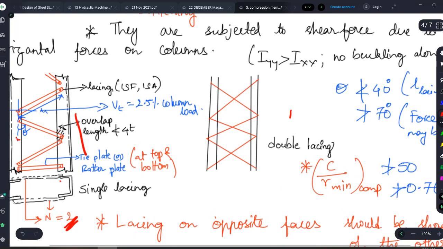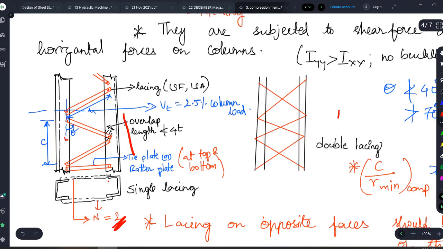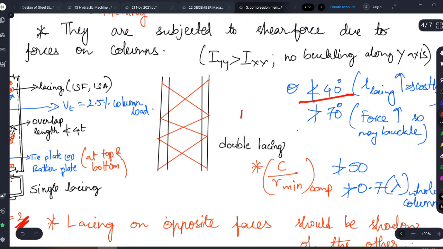Now comes the very important thing, which is the angle of lacing. Always remember, I am talking about the angle with respect to which axis? Vertical axis. Okay, so this is a very important thing. This angle should not be less than 40 degrees and should not be greater than 70 degrees. Very important bit. So the angle with respect to vertical, remember this.